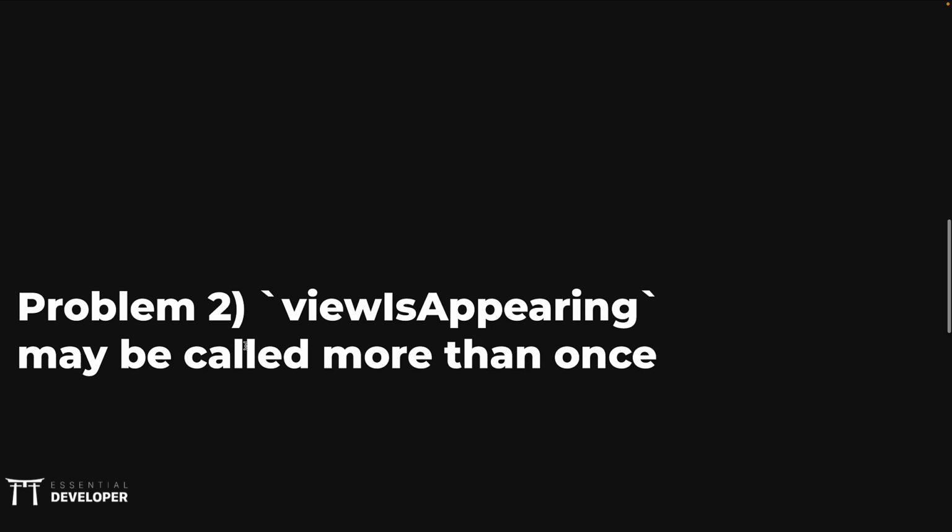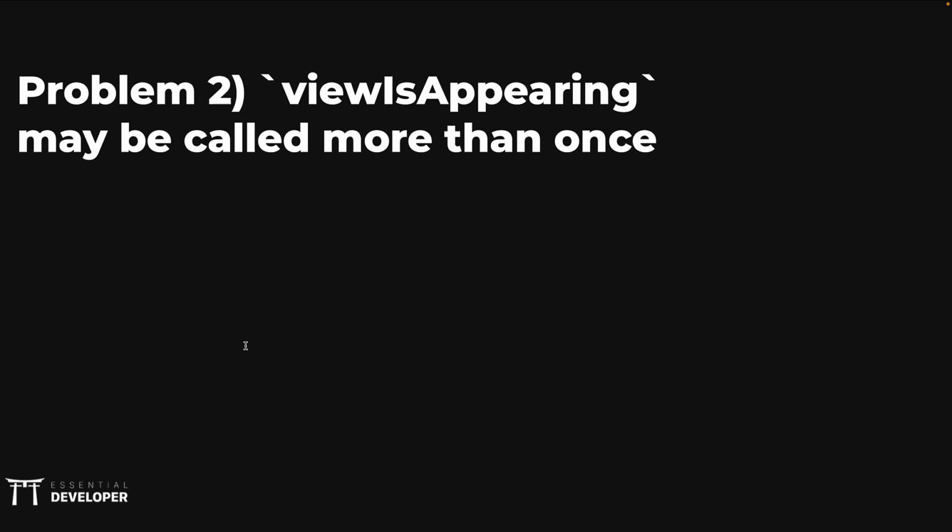Let's check now problem 2. View is appearing may be called more than once. Remember, in the docs, it said that it's called each time the view appears. But view did load was called only once, only the first time the view controller view is loaded. So if you were using view did load and you want to keep that same behavior of running code only once, you need to ensure that you don't perform the same logic more than once here.